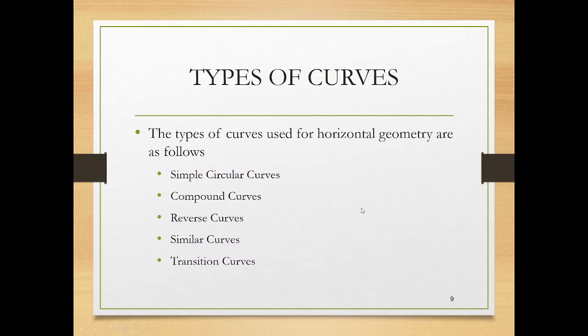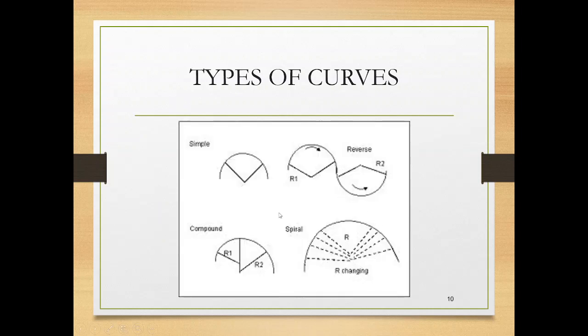So we'll discuss the types of curves. The types of curves used for horizontal geometry are as follows: simple circular curves, compound curves, reverse curves, similar curves, and transition curves. Okay. So this is a simple curve. There is one straight here, another straight here, and a curve in between, so that is called a simple curve. This is a reverse curve. There is one curve in the clockwise direction and the other in the anti-clockwise direction, so it is called a reverse curve. And a compound curve is where both curves are turning in the same direction. Spiral means the radius is changing.